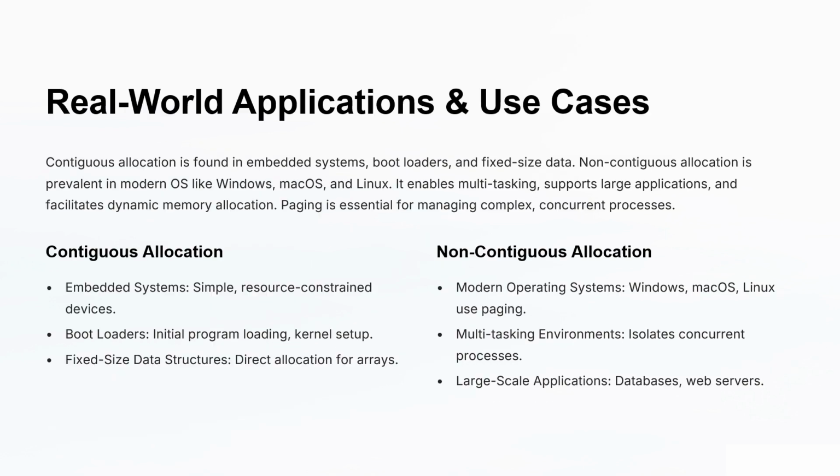Now, next we have some real-world applications and use cases. Let's take a look at where these techniques are used in the real world. First, we look at the real-world applications of contiguous memory allocation. Contiguous memory allocation is used, first, in embedded systems with fixed function and simple tasks. Second, bootloaders where small code must run quickly. Third, fixed-size arrays or data structures in programs.